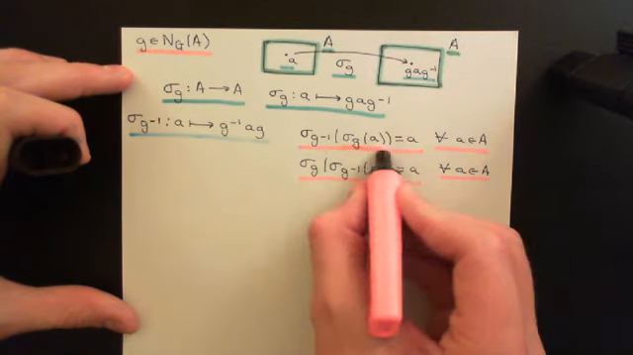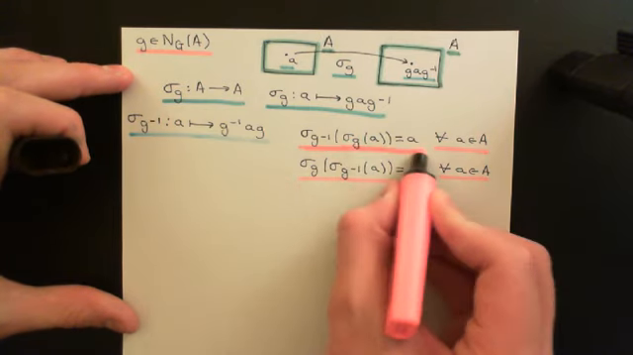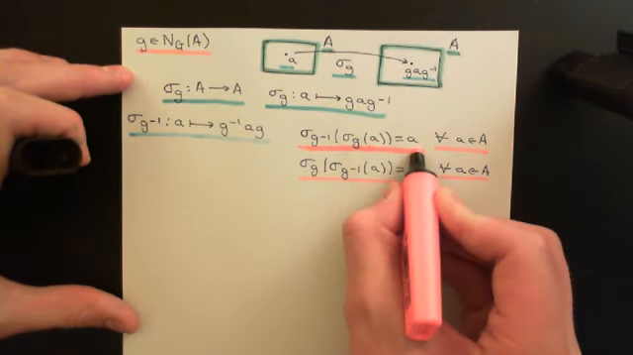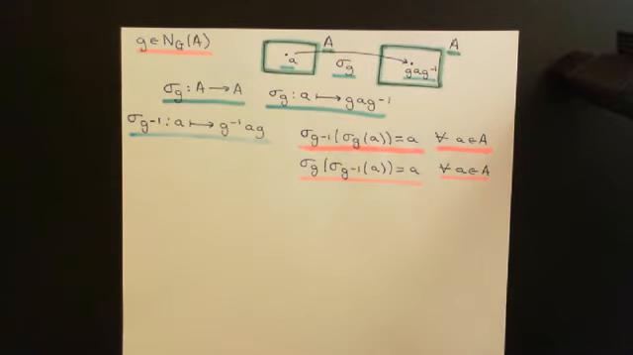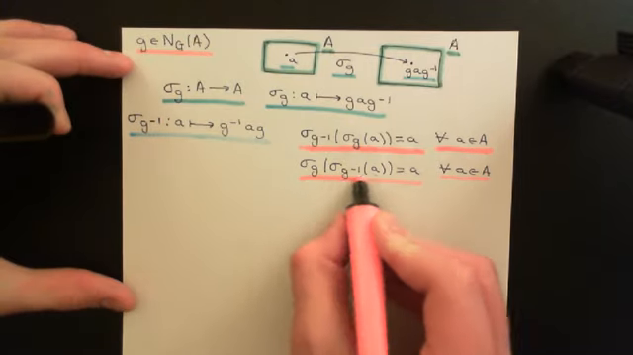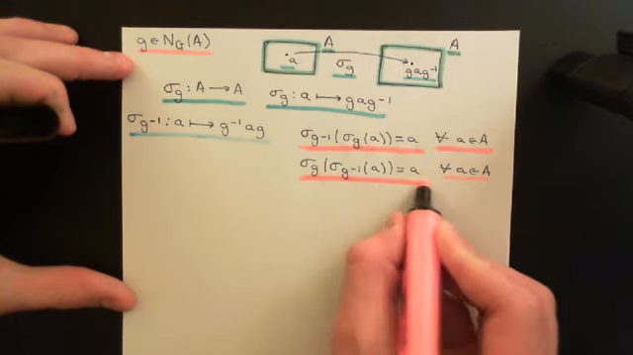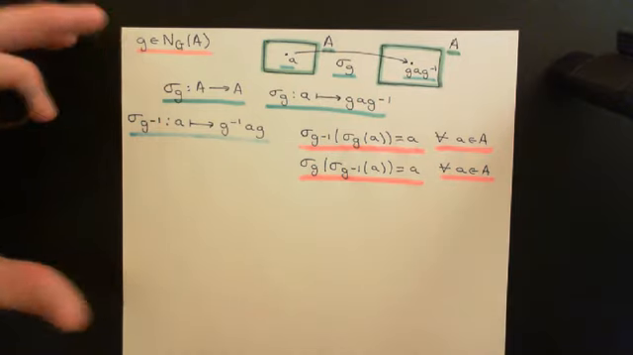So in this case I'm doing sigma g first, then I'm doing sigma g inverse, and overall they give me the identity map, and that means that they have to map little a onto itself for all little a an element of the set capital A. Okay? Or I can do it the other way around, so I can do sigma g inverse first and then sigma g, and again that has to give me the identity map for all elements of the set capital A.